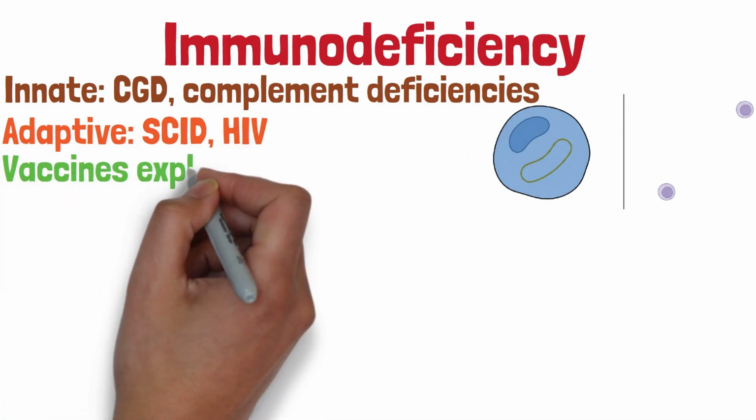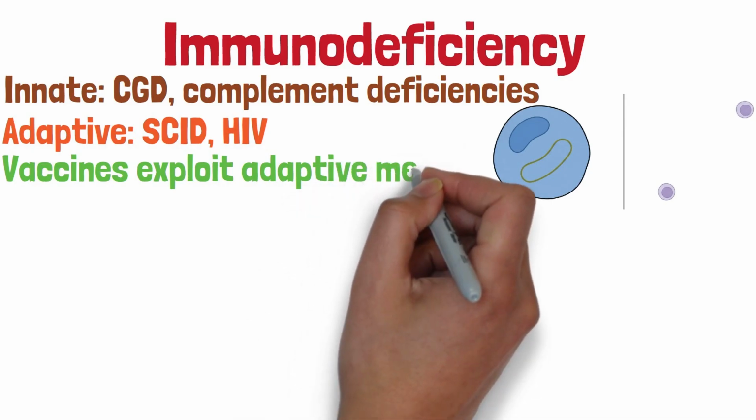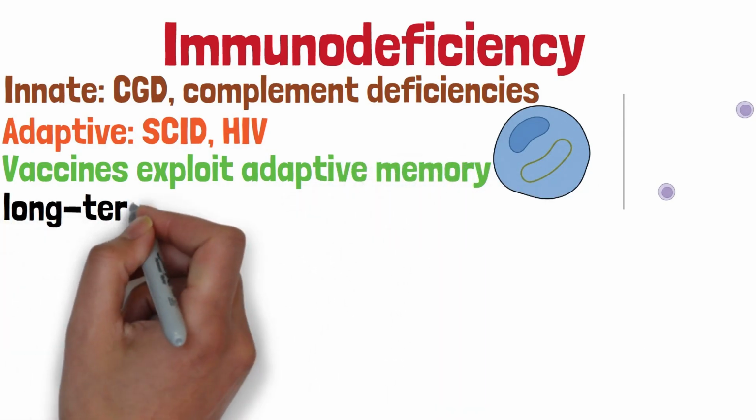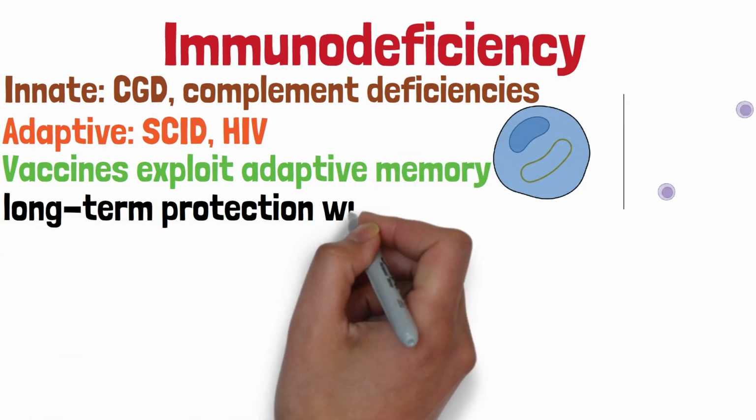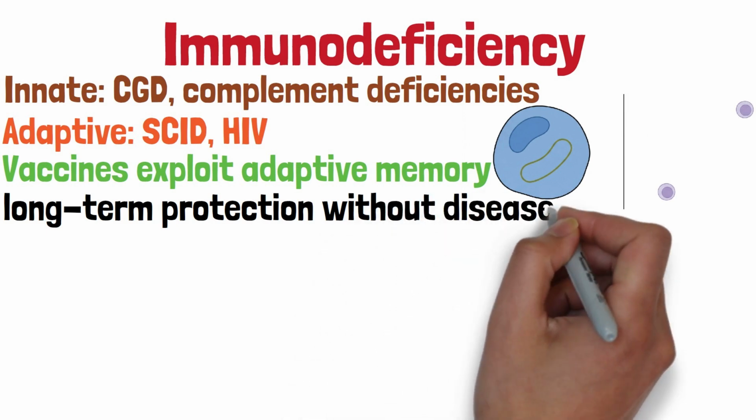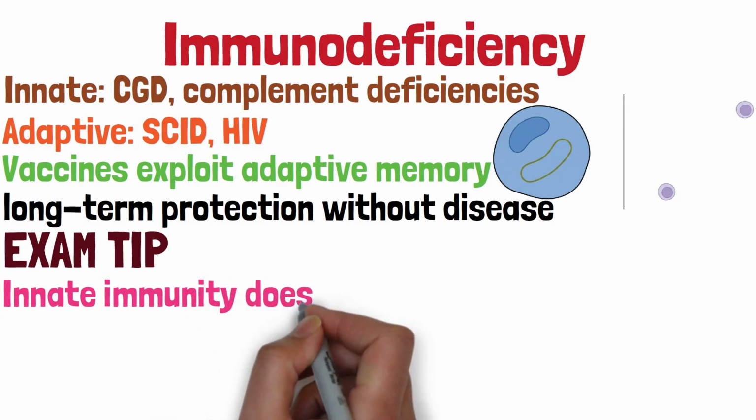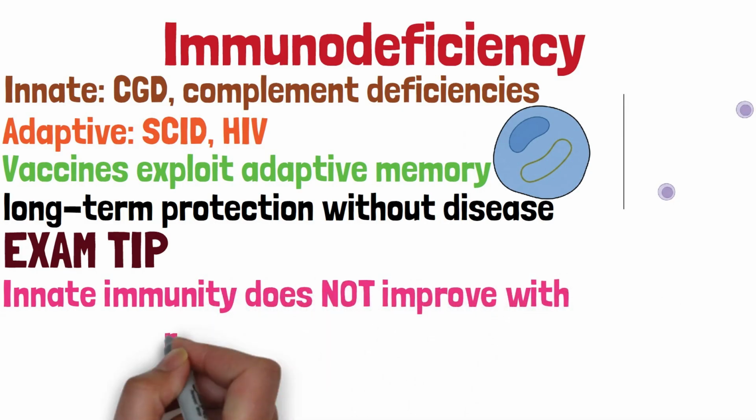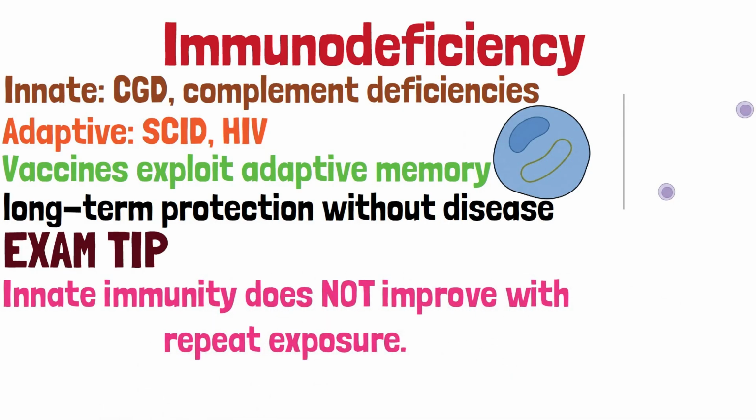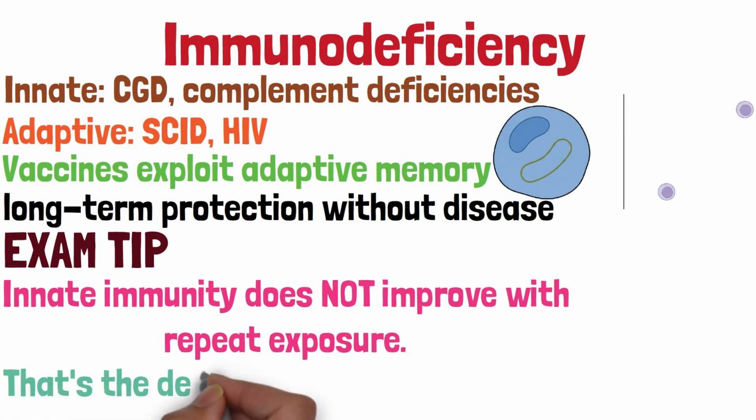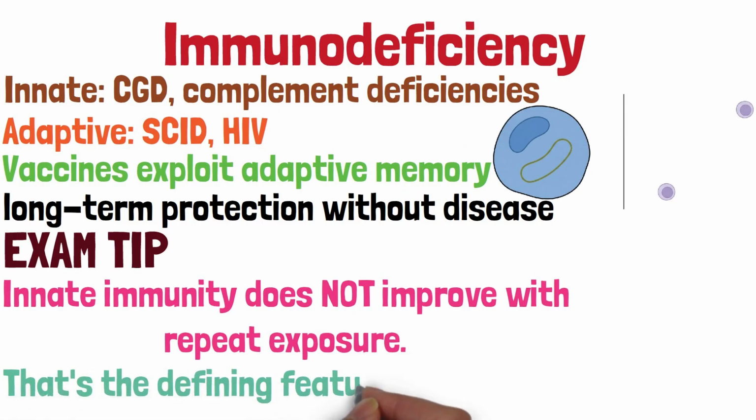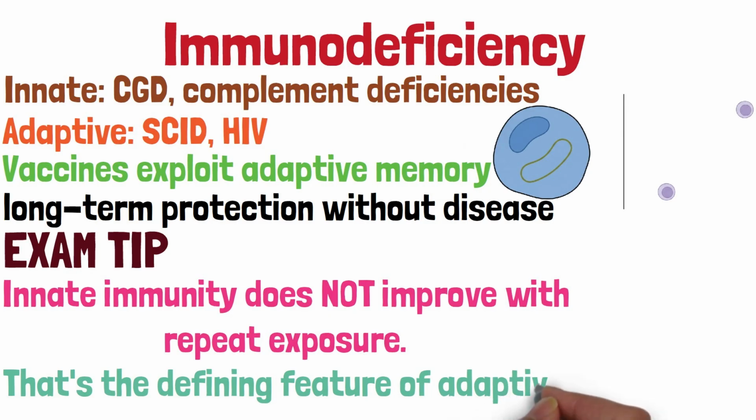Which is exactly why vaccines work the way they do. They exploit adaptive memory to give you long-term protection without ever causing the actual disease. And that brings us right back to the exam tip that opened this whole video. Innate immunity does not improve with repeat exposure. Re-exposure to the same pathogen produces a quicker, more robust response only in adaptive immunity, because that's the arm with memory lymphocytes doing the work.